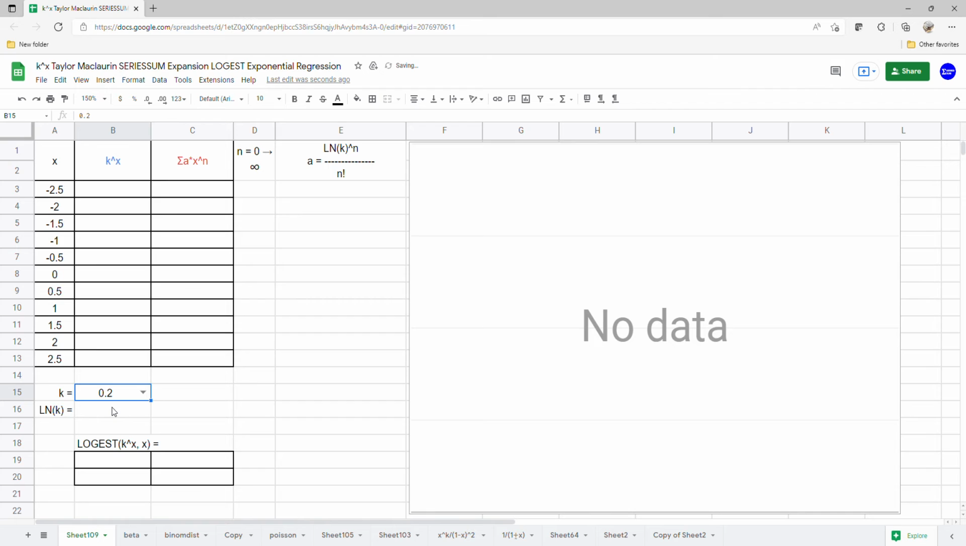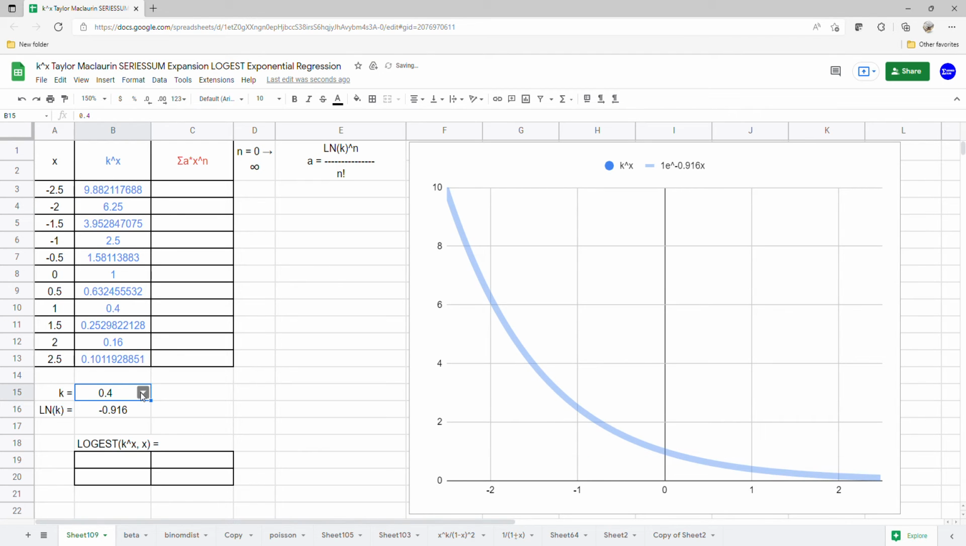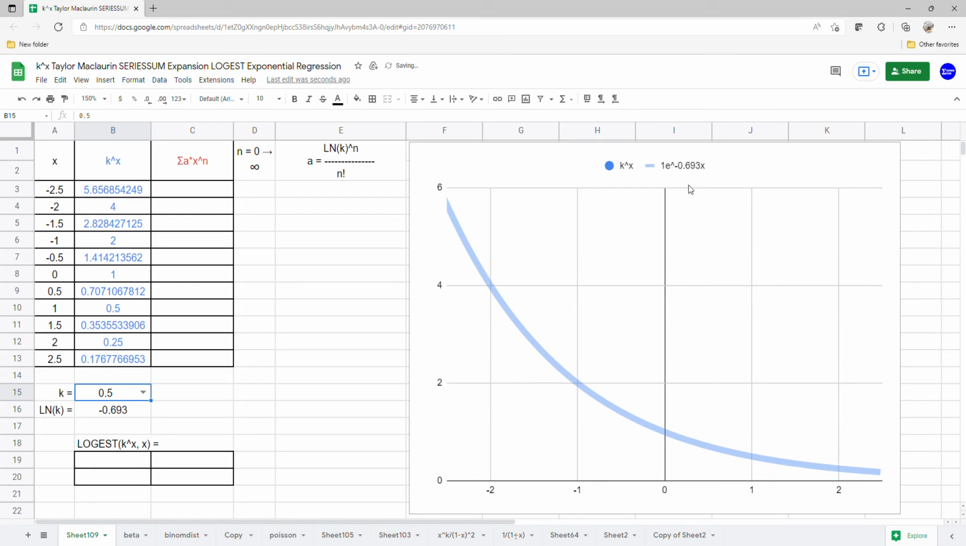So start with 0.2. And the value of the ln of k is negative 1.69. Now we continue with the function itself. Array formula, k raised to the power x. So here we have the trend line and the exponential function. So at 0.4, 0.5, this is negative 0.693, which is the logarithm of k.